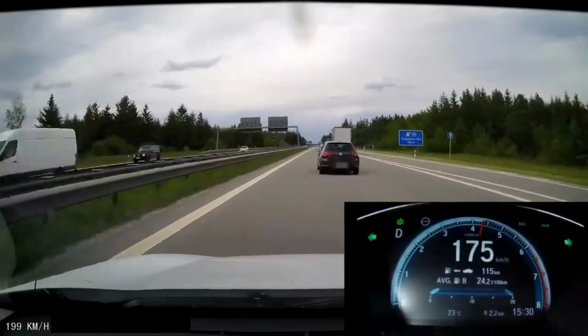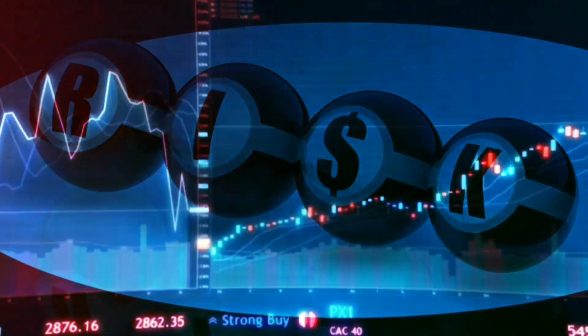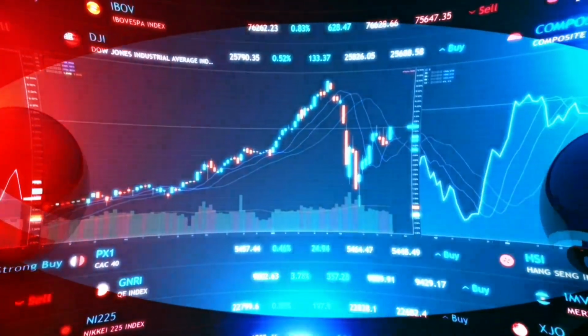That moment when you slam the brakes, just in time, that's not just driving, that's risk management. In trading too, it's not about avoiding risk, it's about being ready for it.